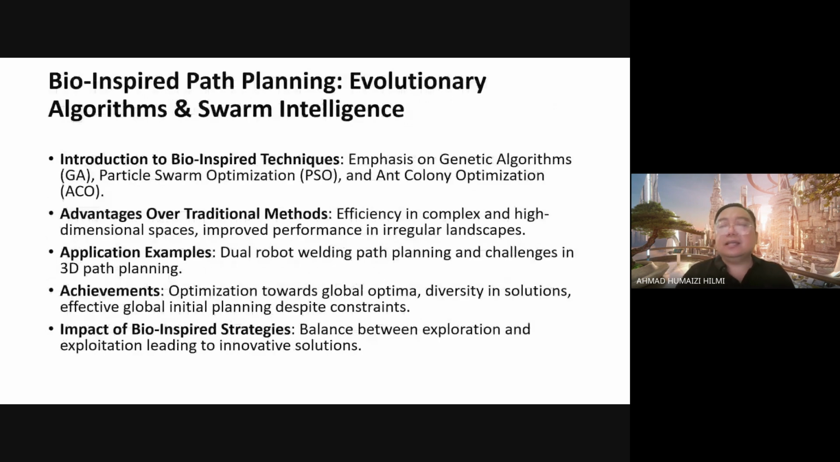Okay. So bio-inspired path planning, evolutionary algorithm, and swarm intelligence. Throughout the years, people have tried their best to mimic, to make the shortest path, to make it more economical for path planning and everything. So we scientists try to mimic nature, with emphasis on genetic algorithm, particle swarm optimization, and ant colony optimization.